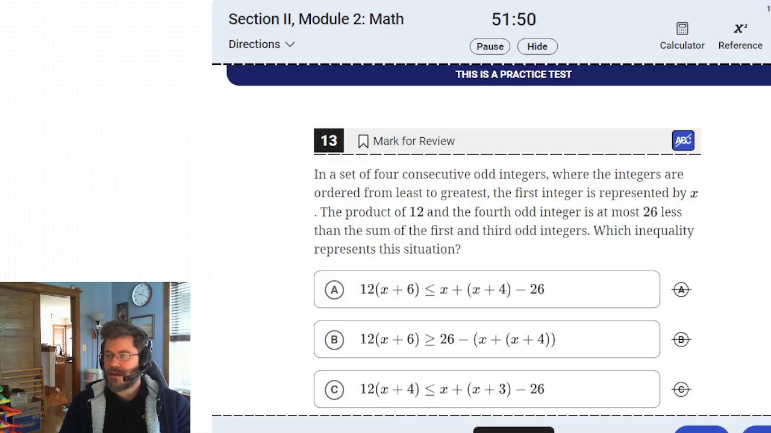Not bad. In a set of 4 consecutive odd integers, so that's going to be stuff like 1, 3, 5, 7, and so on. Where the integers are ordered from least to greatest, fine, we did that. The first integer is represented by x. So x, notice this is increasing by 2 each time. Plus 2, plus 2, plus 2, and so on.